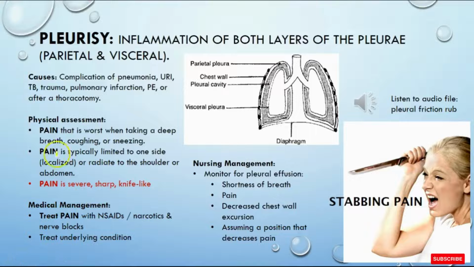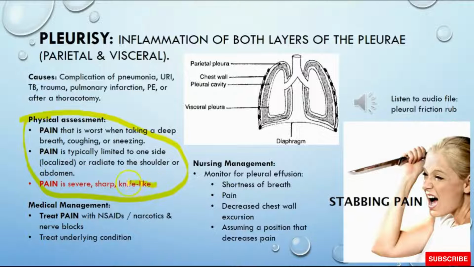Pleural conditions, pleurisy. It can be a complication of other respiratory disorders, of trauma. Physical assessment though, pain. It feels severe, sharp, and knife-like. It's like stabbing pain.